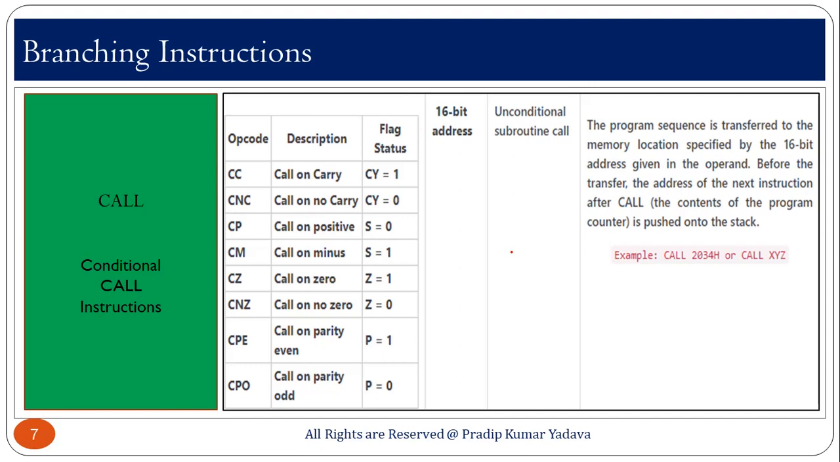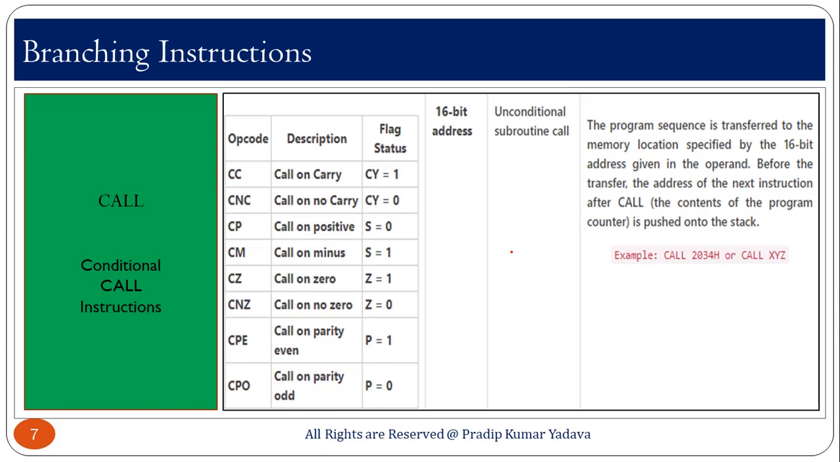Whenever you are going to call any subroutine program on the basis of a condition, you have to use CC, CNC, CP and so on. If you want to call that subroutine without checking any condition, then definitely you can use call, meaning unconditional call. So, it totally depends upon your program and your requirement.